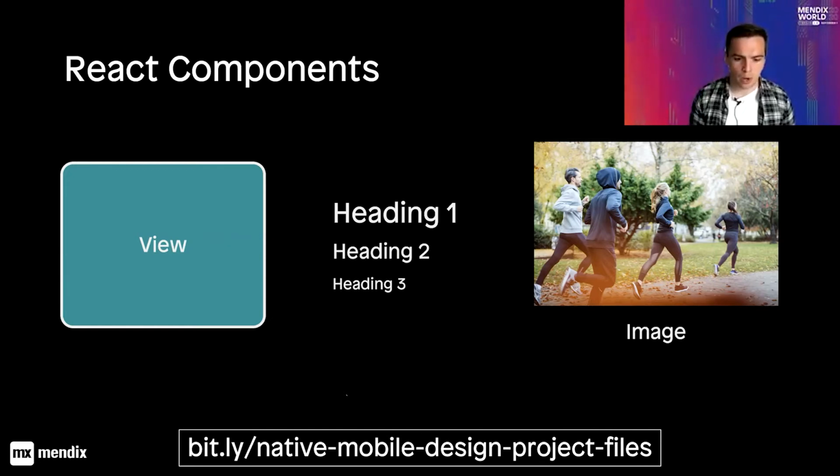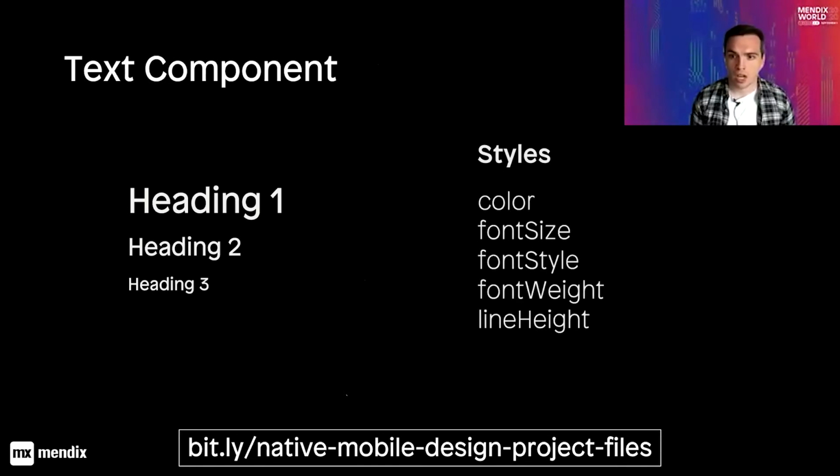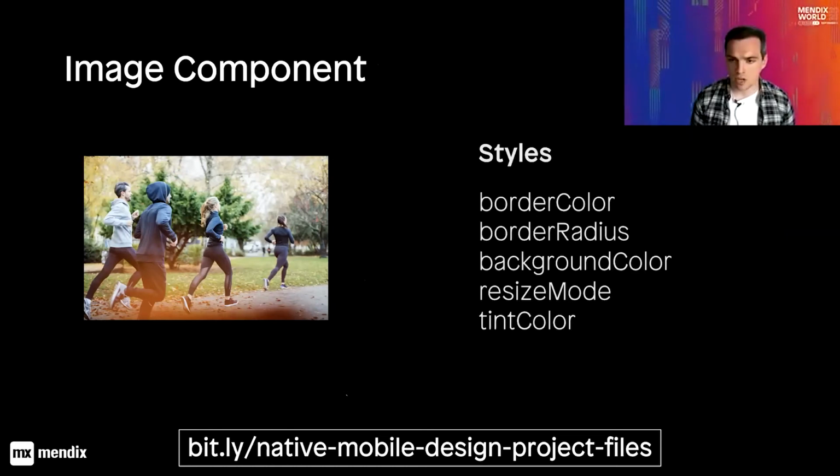Each of these components has its own specific set of styles, and these styles may or may not be applicable to each other. For instance, if we take the text component, it has styles of color, font size, font style, and so forth. And if we take the example of an image, it has different styles, and it doesn't support the ones that the text option has. The image one won't support what the text one has. So using this component-based architecture, we build up our native widgets in Mendix.